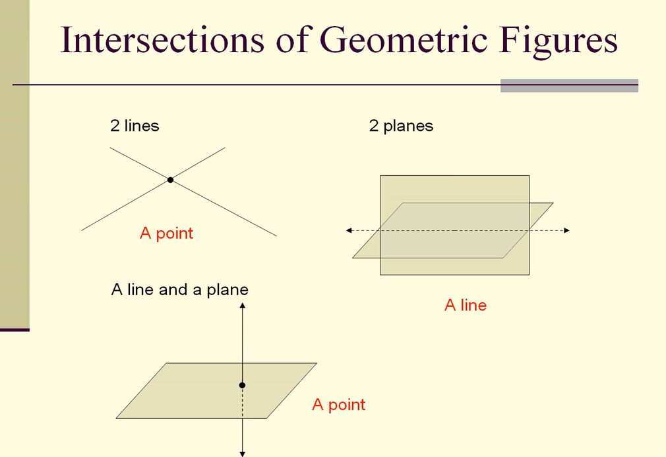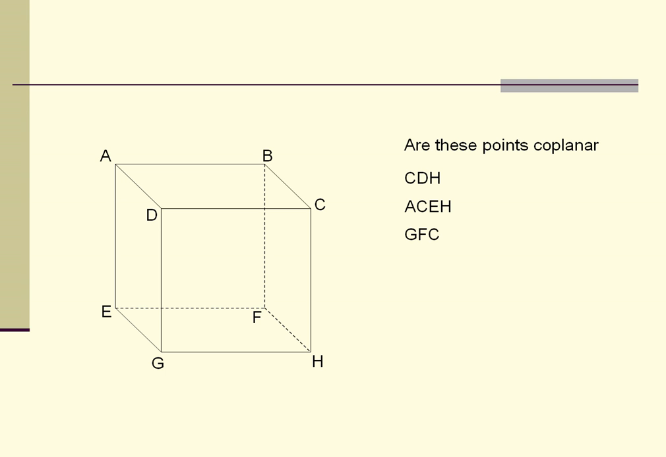Okay. So here's a little question section for you. Are these points coplanar? Look at points C, D, and H. I'll label them here. There's C, D, and H. And we ask, are they coplanar? Well, we can actually see that they lie in the same plane, so that's a yes.